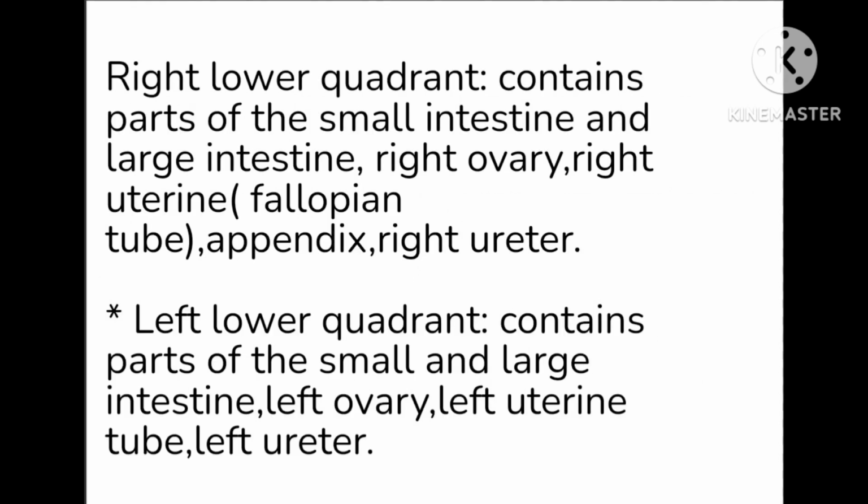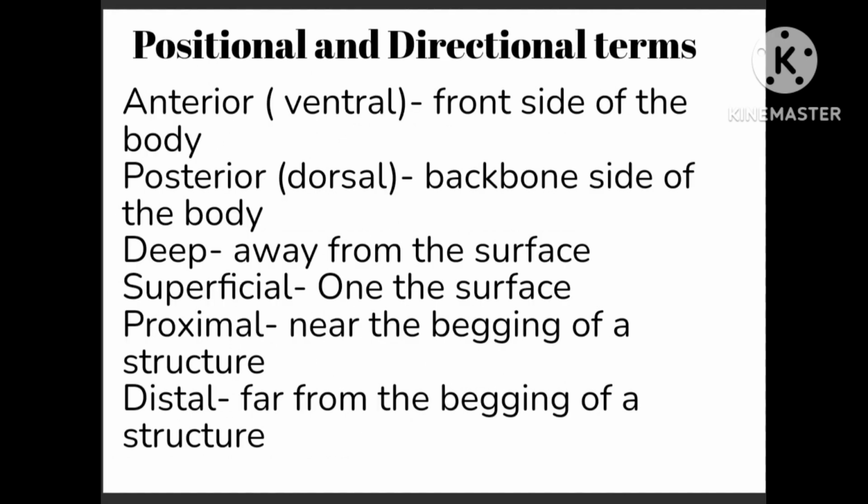Next one is right lower quadrant. It contains part of the small intestine and large intestine, right ovary, right uterine fallopian tube, appendix, right ureter. And the last one is left lower quadrant, LLQ. It contains part of the small and large intestine, left ovary, left uterine tube and left ureter.